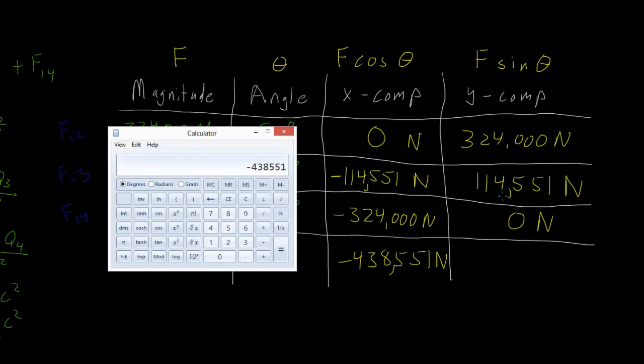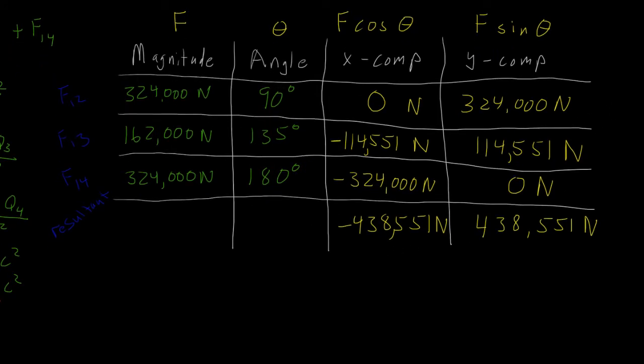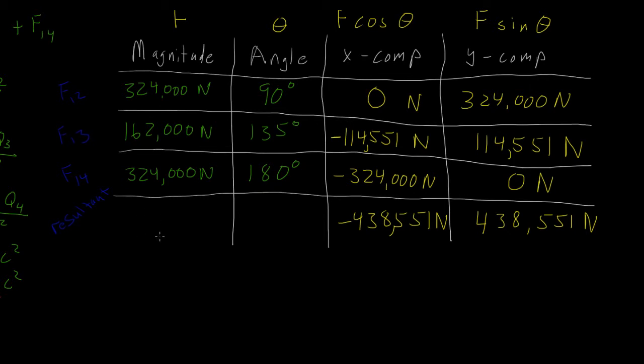And then I'll just do the same thing in this column. And you can see these numbers are the same, except these are positive and these are the negative. So I'm going to get the exact same number, it's just going to be positive. 438,551 newtons. So when I add these together, this bottom row is going to give me the resultant. Now we just need to figure out what is the resultant force and what is the resultant angle.